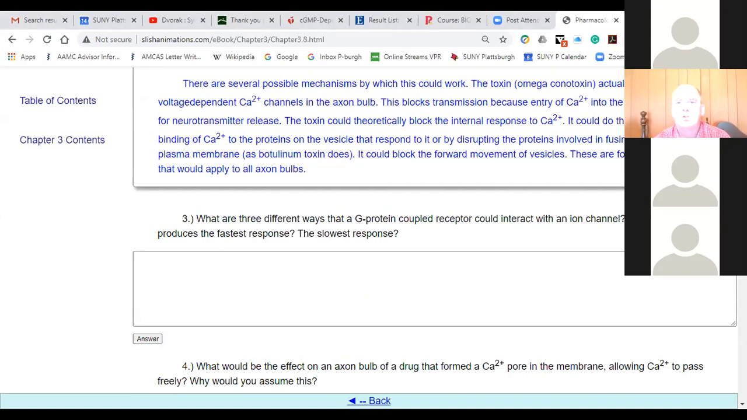There are several possible mechanisms by which this would work. The toxin, the one I'm talking about, omega conotoxin, actually blocks the voltage-dependent calcium channels in the axon bulb. And these channels are the same in all neurotransmitter axon bulbs. This blocks transmission because the entry of calcium into the bulb is important for neurotransmitter release. The toxin could theoretically block the internal response to calcium. You could do this by blocking the binding of calcium to proteins on the vesicle that respond to it, or by disrupting the proteins involved in fusing the vesicles to the plasma membrane, the way botulinum toxin does. It could block the forward movement of vesicles. These are 4 general mechanisms that would all apply to all axons. Okay. That's a hard question. I would never ask a question that hard on the test. Believe me.